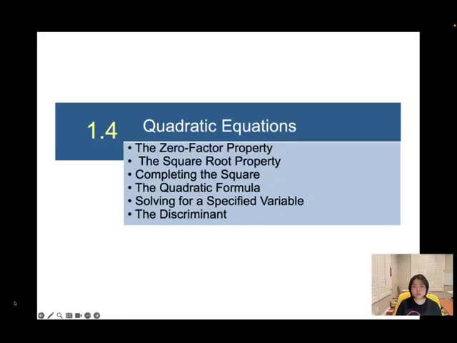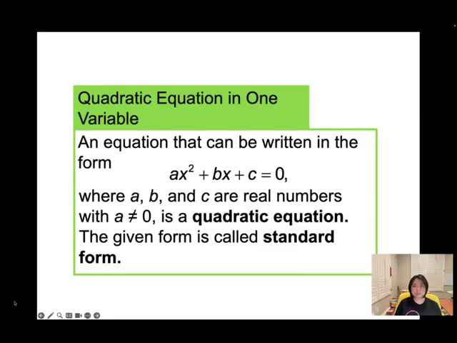Section 1.4, Quadratic Equations. From section 1.3, we talked about the linear equation in one variable. Linear equation means we have a first degree in the variable x. This time, when we talk about the quadratic equation, that means we have a second degree, x squared. This is called a quadratic equation, and the standard form is ax squared plus bx plus c equal to 0.